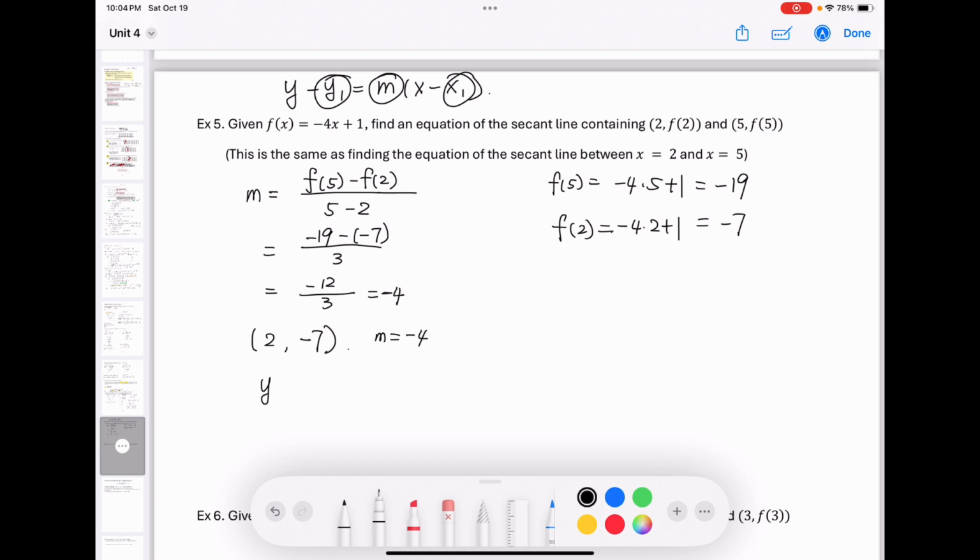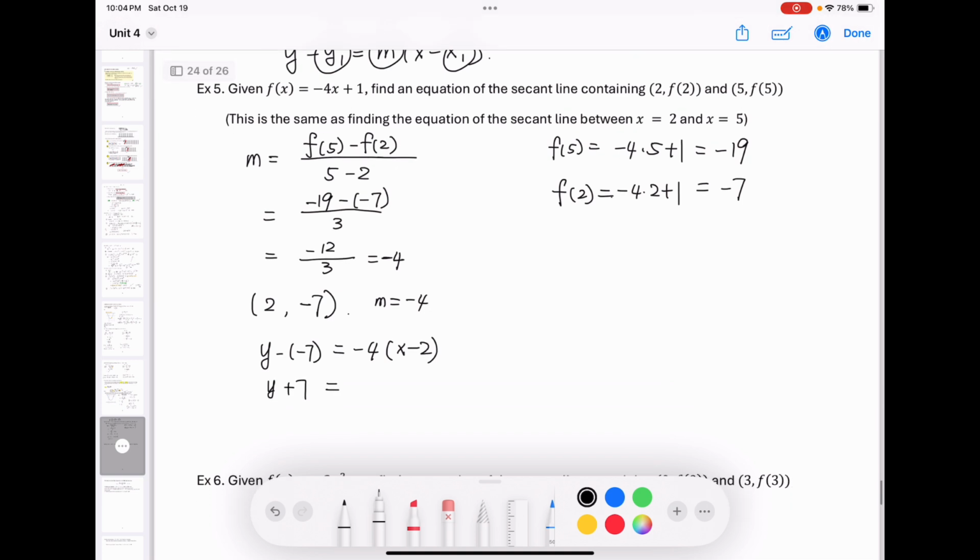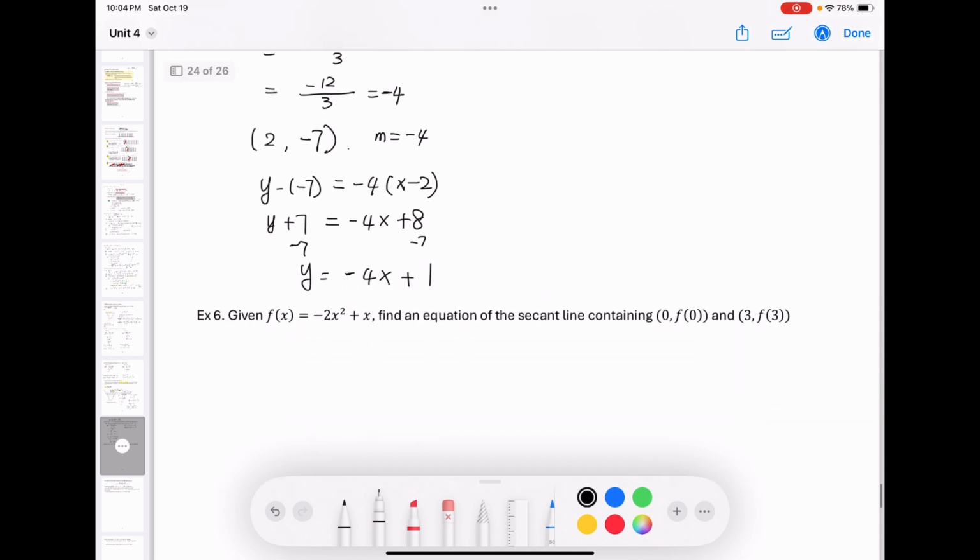So y minus negative 7 is equal to negative 4 times x minus 2. Let's do the simplification. y plus 7 is equal to, distributing negative 4, negative 4x plus 8. Let's combine like terms. Minus 7 on both sides. y is equal to negative 4x plus 1. Okay, let's see the next example.